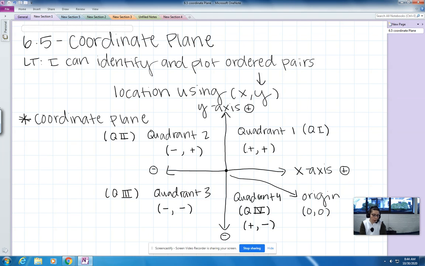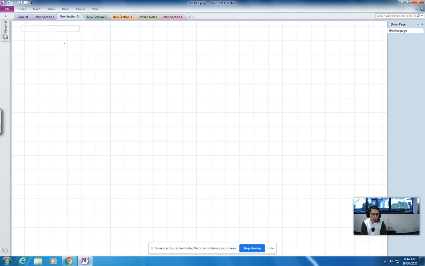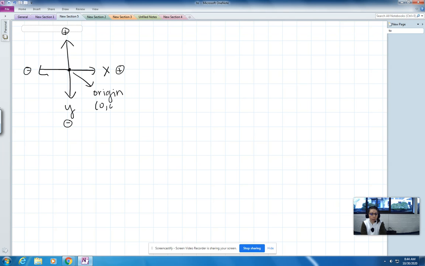The reason I want to go through all of that is because now we're going to talk about how we can look at an ordered pair and figure out where it belongs, where we want to plot it on our coordinate grid. So we're going to do some examples. I'm just going to really quick draw another coordinate plane so that we can use it to help us. So this is the y-axis, this is the x-axis, positive, negative, positive, negative. And then we want to remember the middle guy is called the origin, and its location is 0, 0.